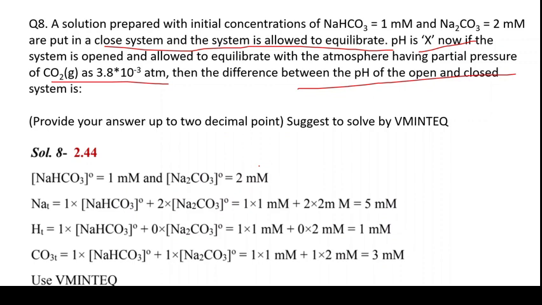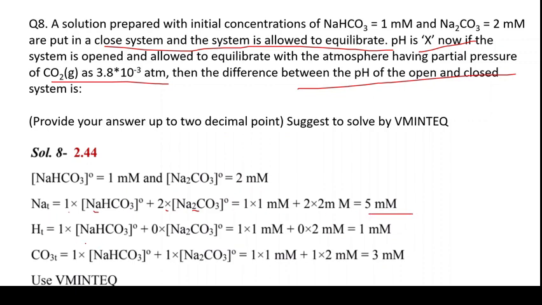So the solution is 2.44. NaHCO3 is 1 millimolar and Na2CO3 is 2 millimolar. So Na total is, from where Na is coming, NaHCO3 and 2 times Na2CO3, because we have 2 here, so multiplied by 2. And here 1, because here 1 is there. So we got 5 millimolar.